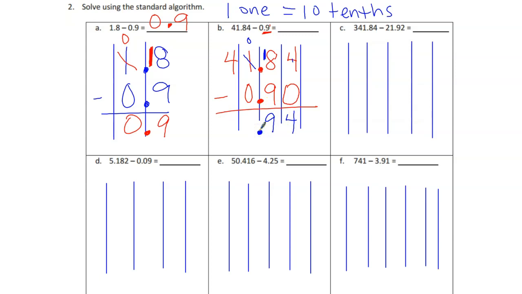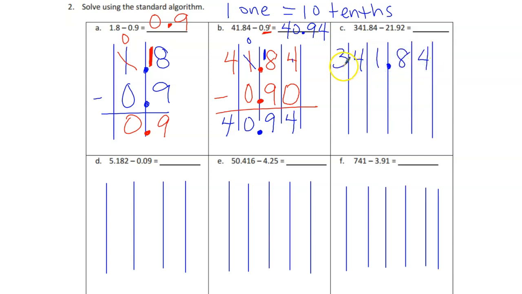The decimal goes here. 0 ones minus 0 ones is 0 ones. 4 tens minus 0 tens is 4 tens. So my answer is 40 and 94 hundredths.